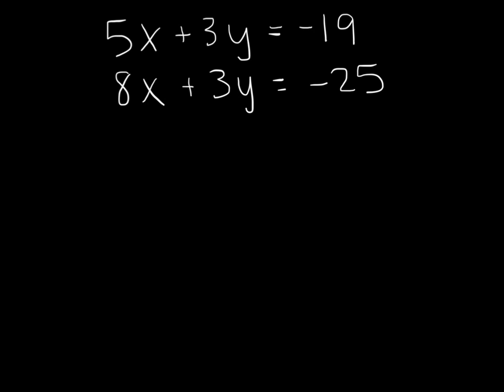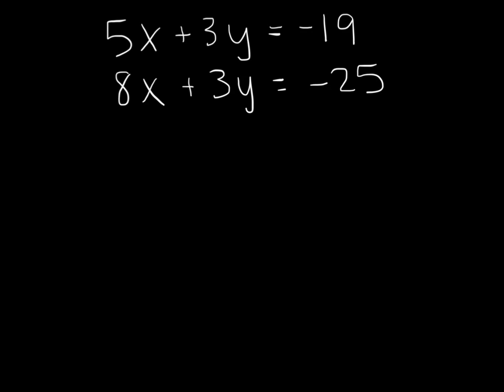So following our elimination method steps, our first step would be to multiply one or both equations by a number to result in two equations that have the same or opposite terms. What all that mumbo jumbo means is we want to look at our equations and see if we have a common term already. And in this one, we have 3y's and 3y's. So we don't actually have to multiply by anything because we already have a same term.